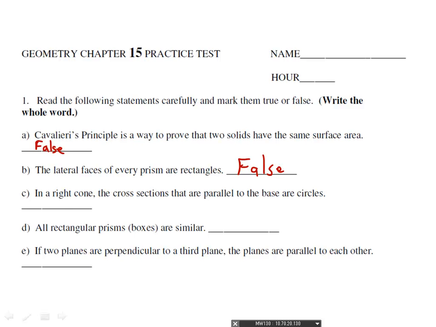In a right cone, the cross sections that are parallel to the base are circles. True. If they're parallel to the base. If we're not parallel to the base, they become more like ovals.